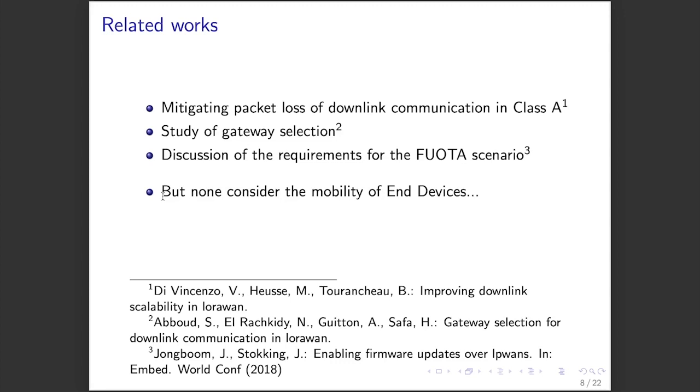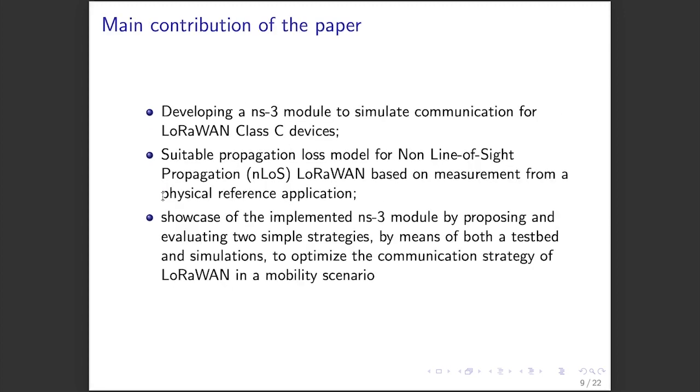So the main contribution of this paper is developing an NS3 module to simulate communication for LoRaWAN Class C devices, to be able to get simulation results with Class C instead of only Class A. And with that, a suitable propagation loss model for non-line of sight propagation, or NLOS, in LoRaWAN, which we base on physical experimental data. And then we showcase this new module by proposing and evaluating two strategies that we try out in a real world scenario, and then do some simulations to evaluate them.